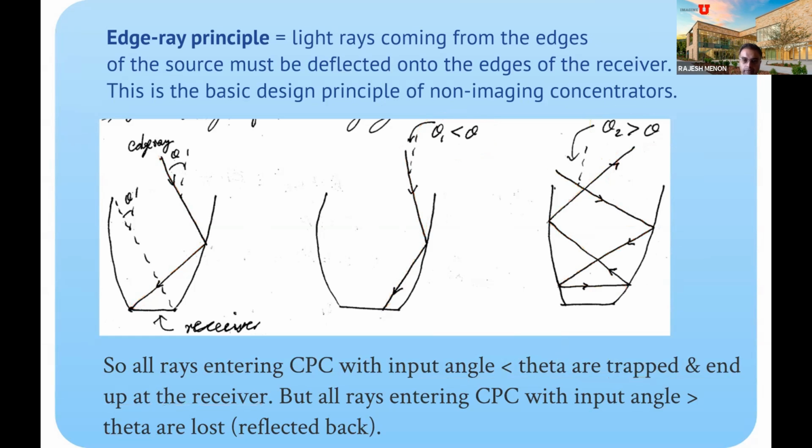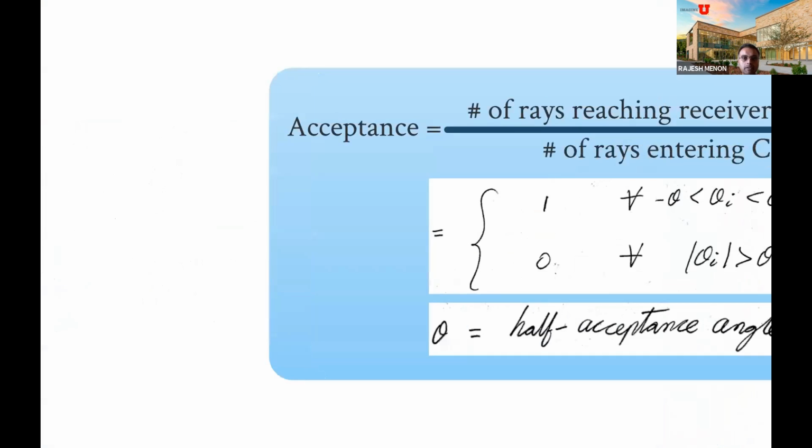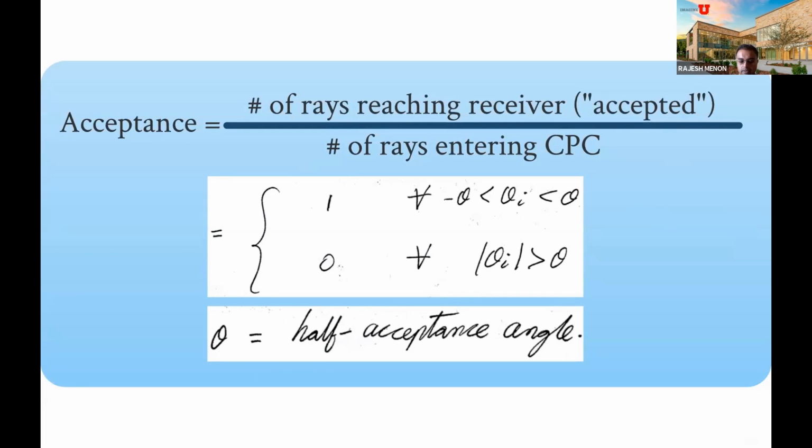So I can define something called the acceptance of the CPC. This is simply the number of rays reaching the receiver, or accepted by the receiver, divided by the total number of rays entering the CPC. Now rays is simply a stand-in for power or power density, right? Because in geometrical optics, if I count the rays, it's proportional to the power density of the light. So it's also an efficiency metric, this acceptance.